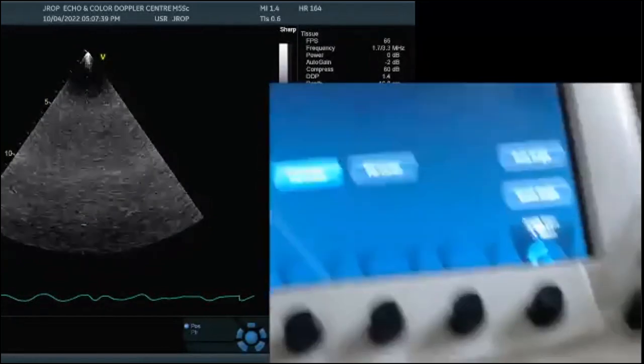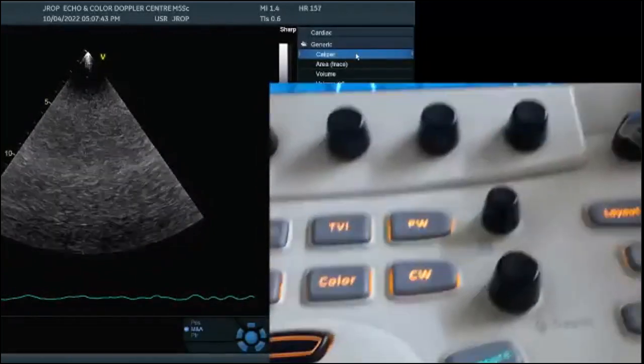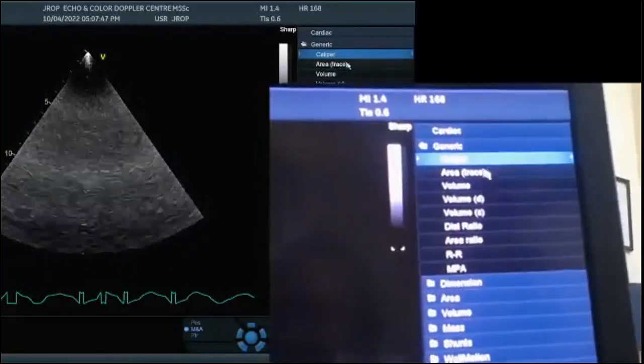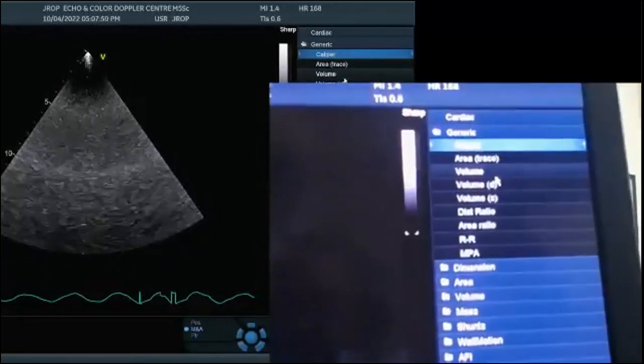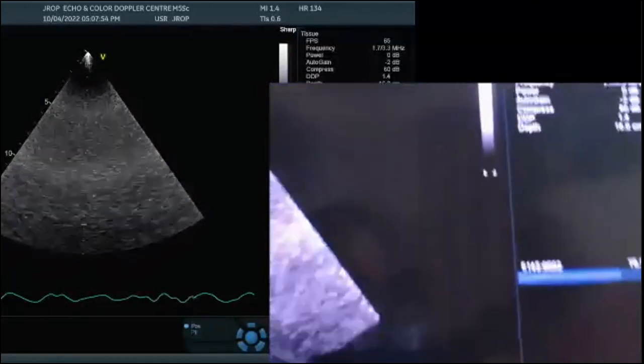Then we have this button with the name of measure. Whenever we do measurement, we are not going to talk about measurement right now, but if you look at the screen, it appears as measurement of area, caliber, volume, 2 dimensions and all those things which we will be using over a period of time. Switch off color.